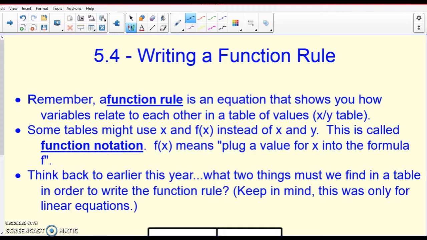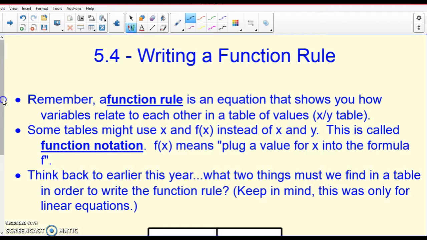All right, today we are going to write a function rule. So far in this chapter, we've talked about domain and range, how to graph a function by hand, making an XY table, how to evaluate a function. And today we're going to learn how to write a function from a set of data.